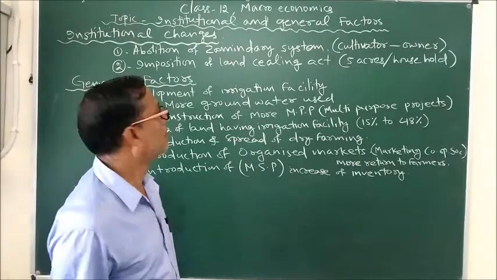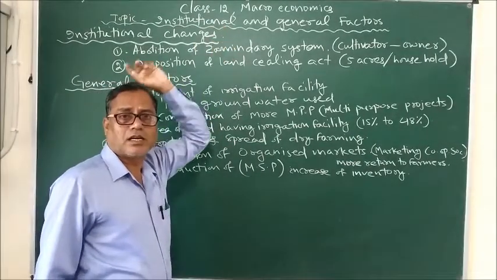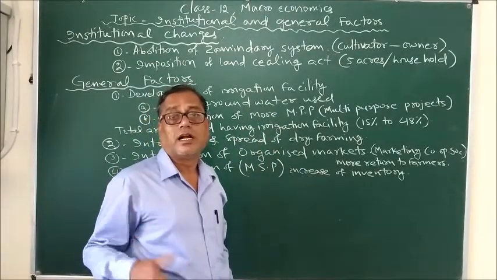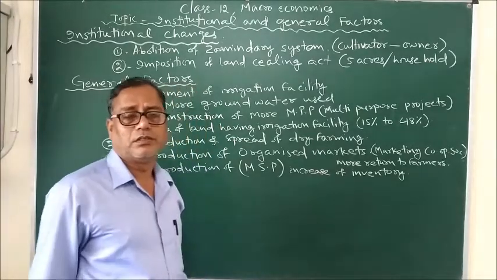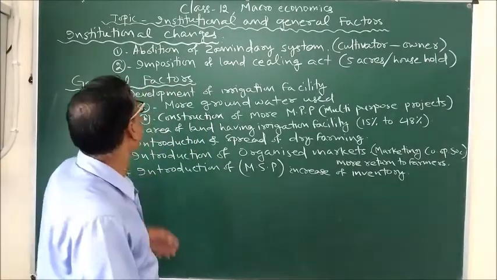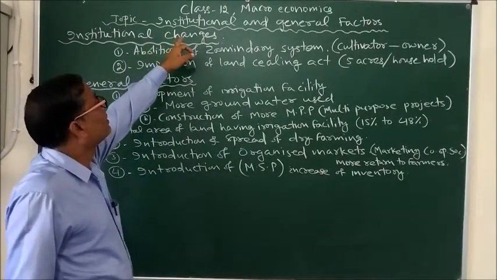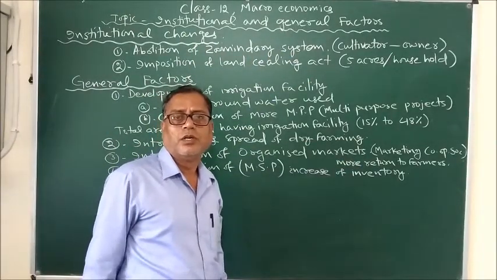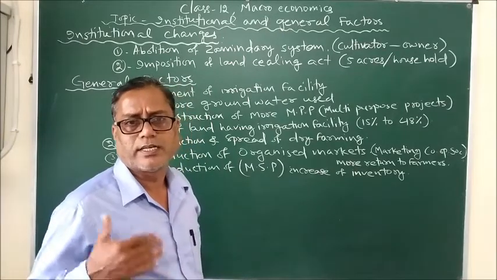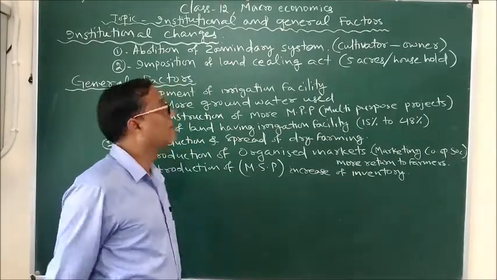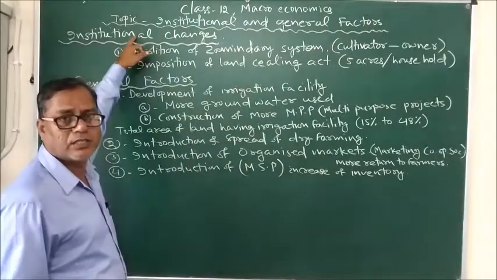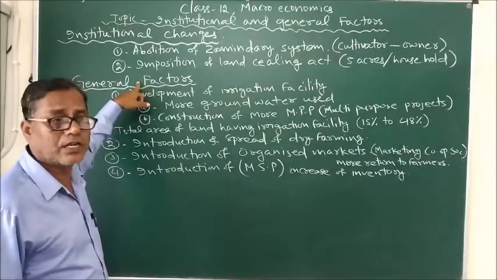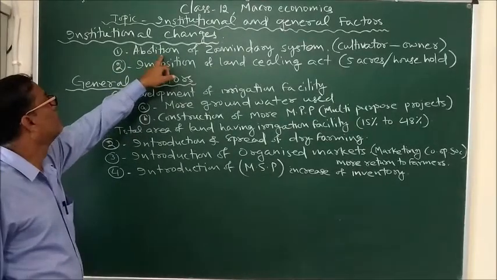sector more developed. In the last class, we discussed the technical changes that were suggested and changed with the suggestion of our Planning Commission. And today we will be discussing the institutional and general factors that were changed in order to make the primary sector or agricultural sector of India more developed. In this series we will first discuss the institutional changes, and after that the general factors. Coming to the institutional changes, here we have 2 points.